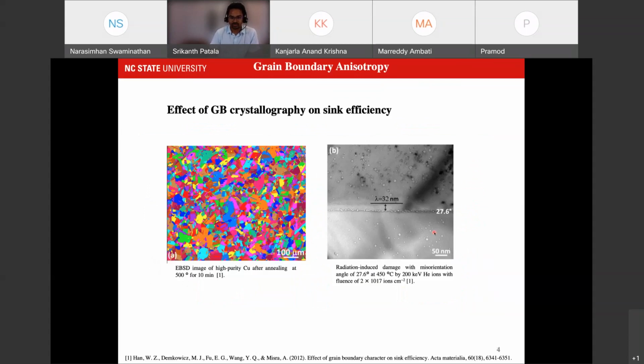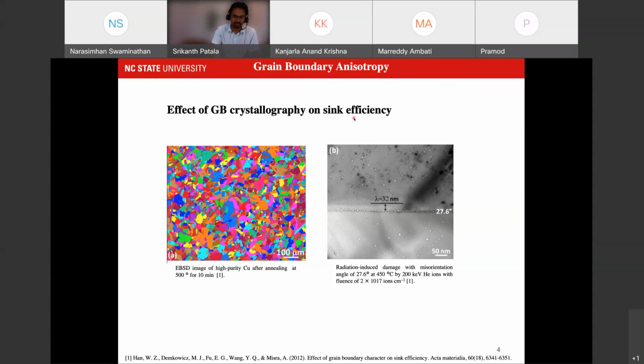What we are interested in my group is what's referred to as anisotropy, which is the variation of the property of the interface in the same material. For example, here I'm just showing, as an example, high purity copper. So this is basically a copper system, and showing a property that's called a sink efficiency.